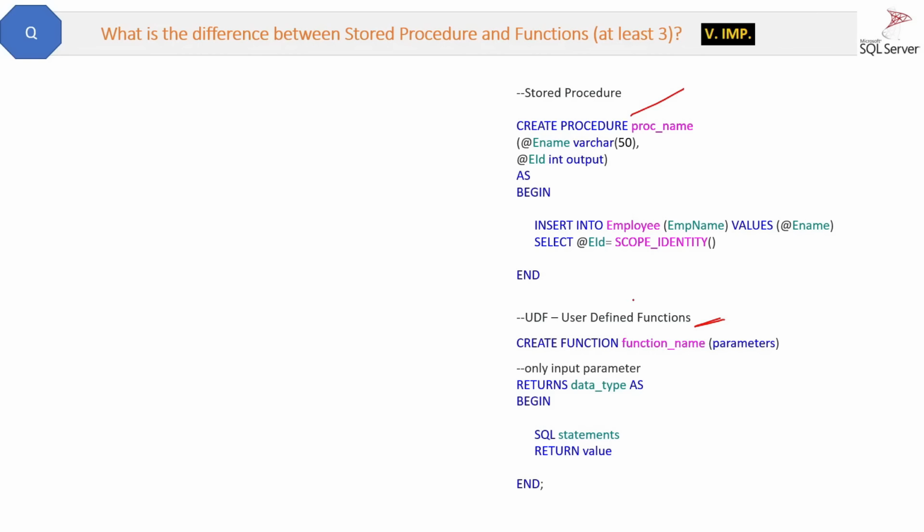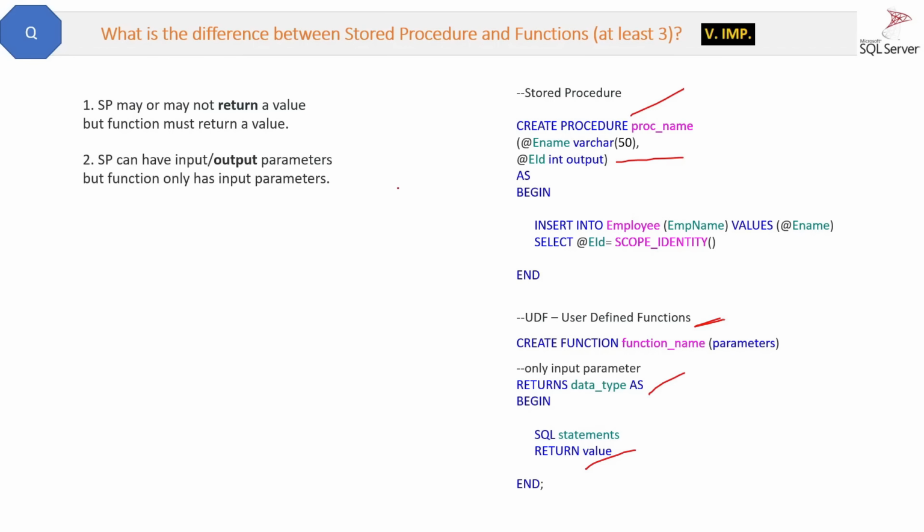Now see the differences. First difference is SP may or may not return a value, but function must return a value. So if you can see here, this will always return a value. See, and this stored procedure may or may not return this output. So this is the first difference.